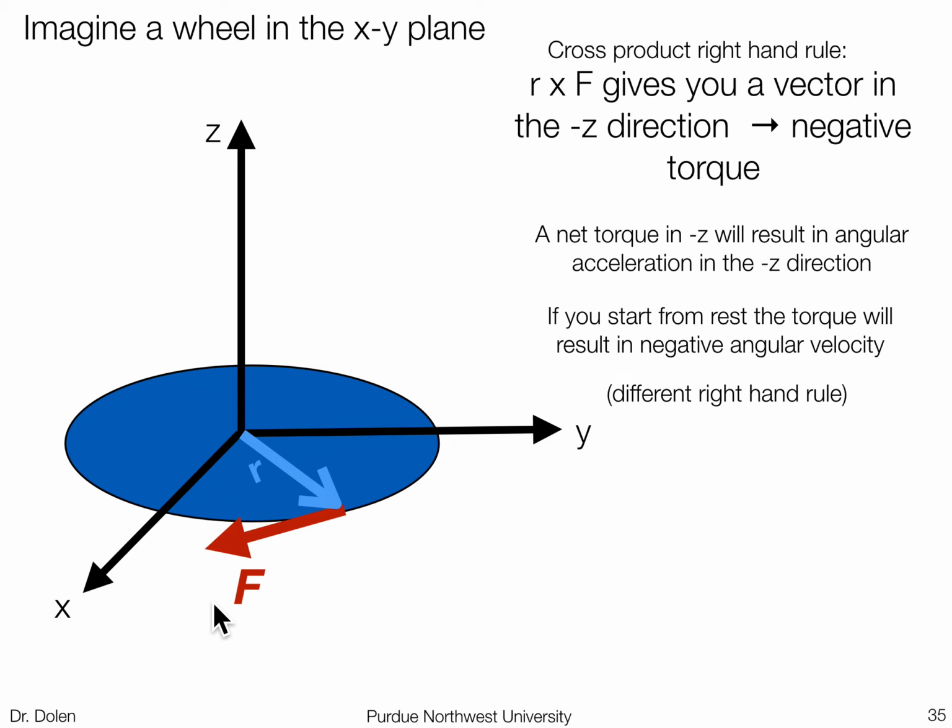Negative torque is going to result in negative angular acceleration. So this force is going to start this wheel spinning. It's going to be changing the angular velocity of this wheel, and it's going to cause negative angular acceleration.